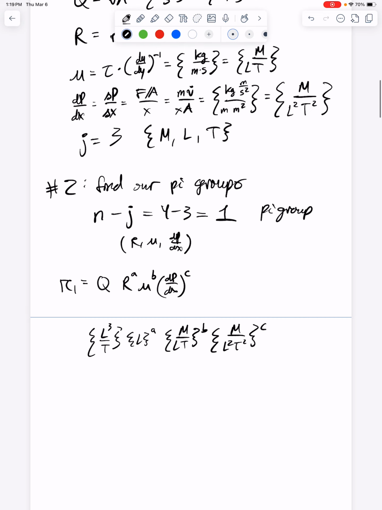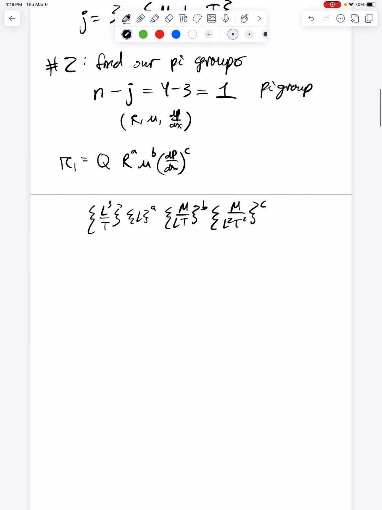So I have written all my variables in terms of their dimensions. I am now going to group my dimensions together. I'm going to group together all the l's, all the t's, and all the m's. So L, by default, due to Q, L to the power of 3. For R, L to the power of A, so based on exponential rules, I'm going to add A over. For mu, L is in the denominator to the power of B, therefore minus B. And for my last term, the pressure gradient, L squared is in the denominator to the power of C, so minus 2C.